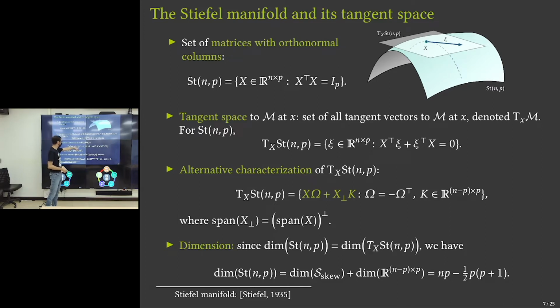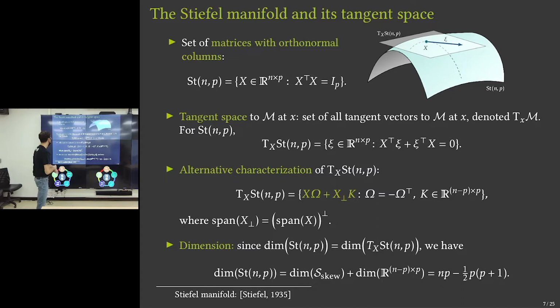So the format is this. You have X times omega, where omega is a skew-symmetric matrix of size p, plus X perp times K. On K there is no special structure apart from its size, which is n minus p times p. So this is an explicit format for the tangent vectors on the Stiefel manifold.